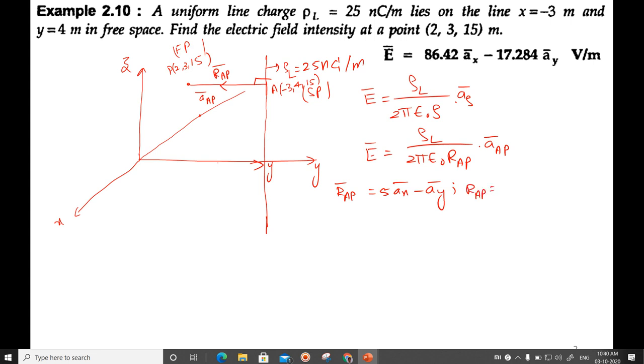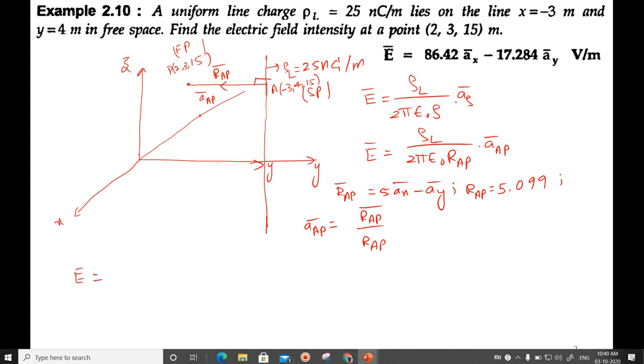So find out R A P. Under root of 5 square is 25 plus 1 square is 1. So root 26 is 5.099. So calculate a A P. a A P is vector R A P divided by its magnitude R A P. So you will directly substitute and you will calculate here.